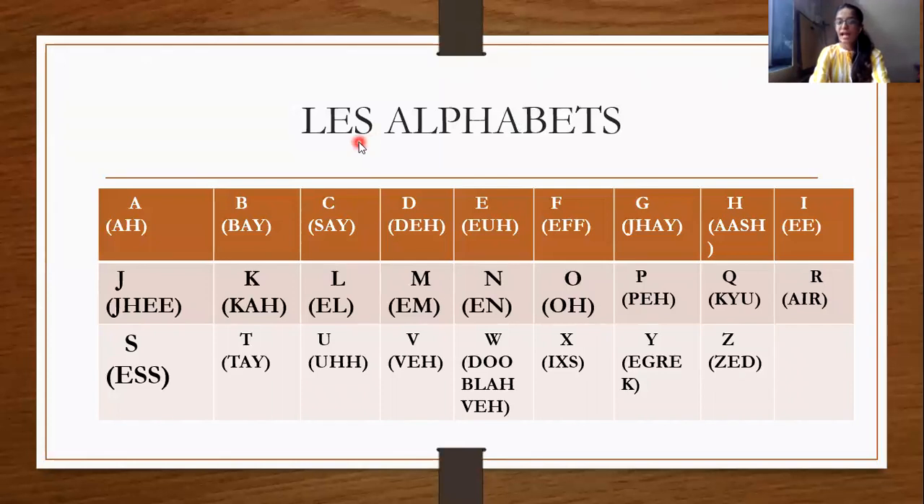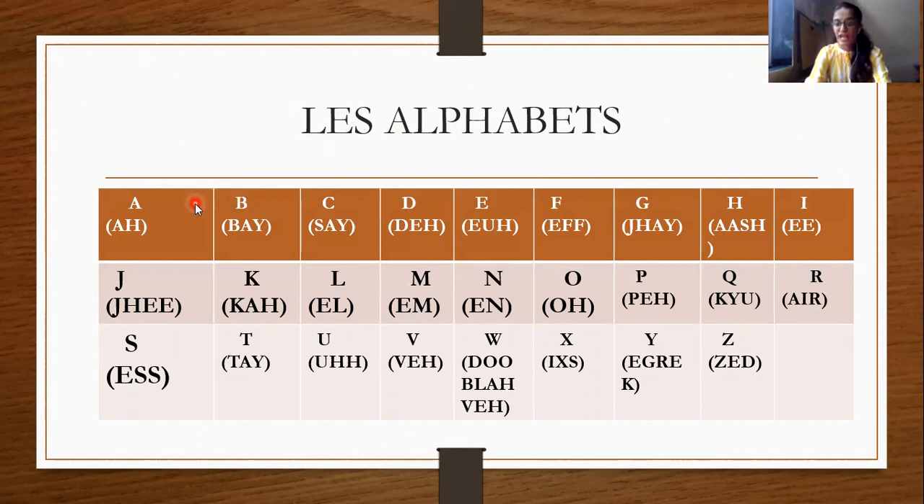So the alphabets in French are called les alphabets. Les alphabet means the alphabets. S over here is silent. So it's a rule in French that the last letter is always silent. It's silent the maximum of times. Yes. So now let's begin with the letters.